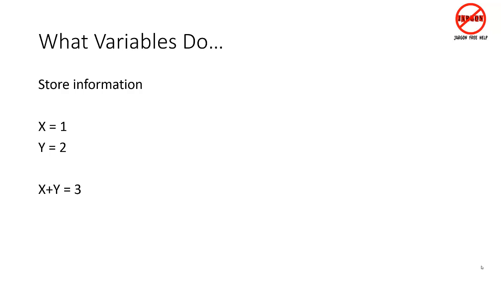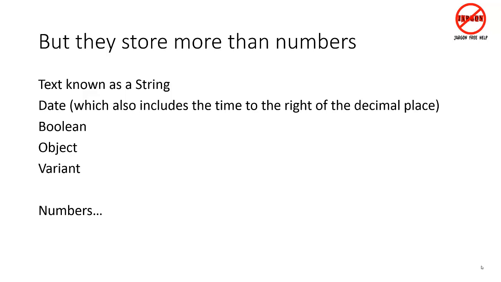Well, the x and the y are variables because you could put something else into them instead, such as x equals 3, and then y could still be equal to 2, and the answer would be 5. So what you're basically doing is taking a number, a bit of text, or a date, and storing it in something else that you can use later.